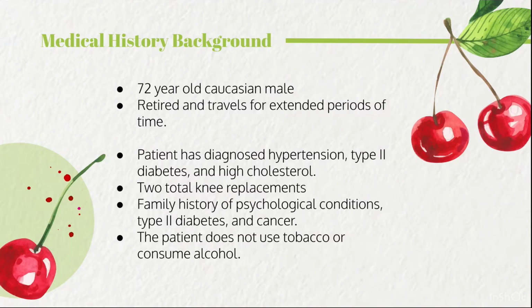So the patient is a 72-year-old Caucasian male. He's retired and travels for extended periods of time. This patient is diagnosed with hypertension, type 2 diabetes, and high cholesterol. He has 2 total knee replacements, and he has a family history of psychological conditions, type 2 diabetes, and cancer. The patient does not use tobacco or consume any alcohol.